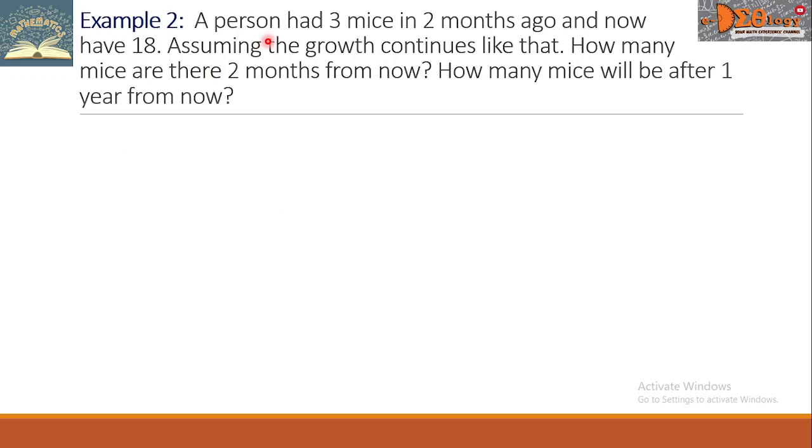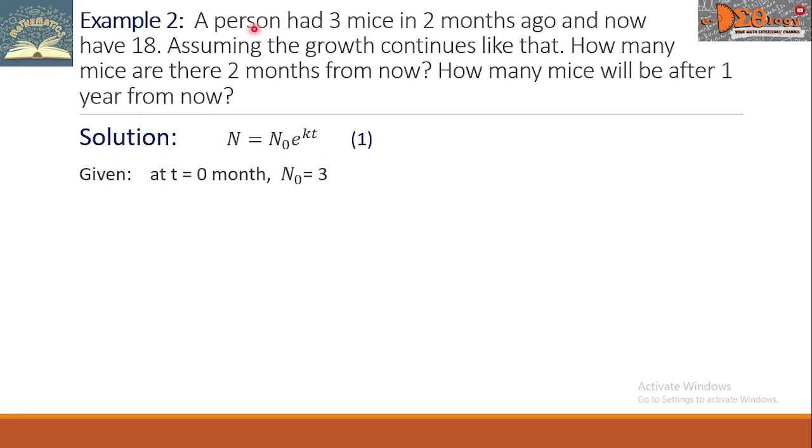Example 2. A person had 3 mice 2 months ago and now has 18. Assuming the growth continues like that, how many mice are there 2 months from now? How many mice will there be after 1 year from now? Our formula is written here, and this is our equation number 1.